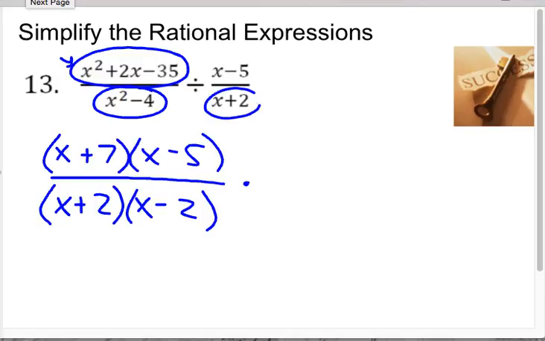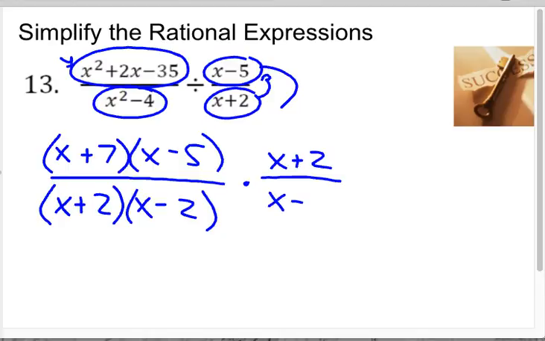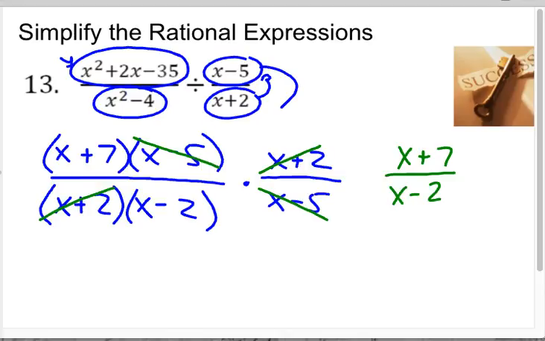Times, it doesn't look like either one of these factor. So numerator goes up, x plus 2. Denominator comes down, multiply by the reciprocal, x minus 5. So, canceling out, simplifying here. These cancel out to 1. X plus 2 is simplified down to 1. And I'm left with x plus 7 over x minus 2. Very good.